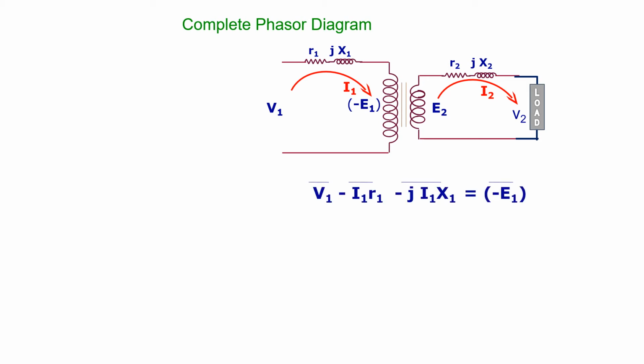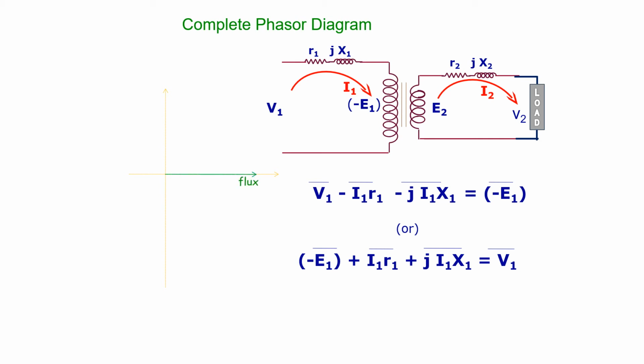Now from the primary loop, we can write, starting from the supply voltage V1, minus the resistance drop, minus the reactance drop I1 X1, you get the minus E1 phasor. Or we can start from the minus E1 phasor, add the resistance and reactance drops, and you get the supply voltage V1 phasor. Let us draw the phasor diagram by drawing the flux as the reference.